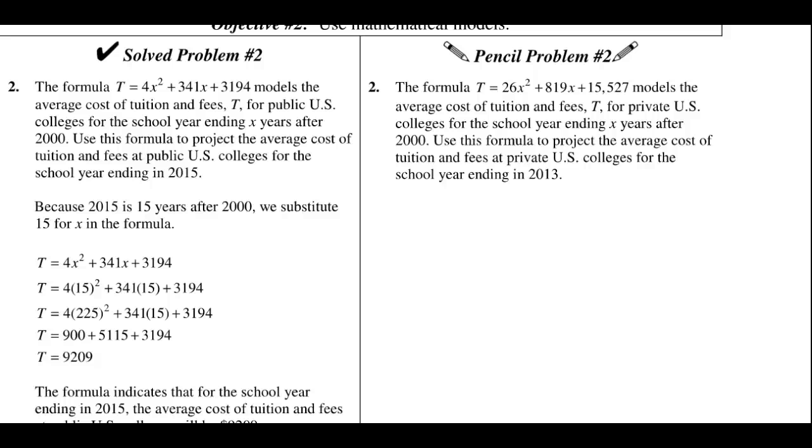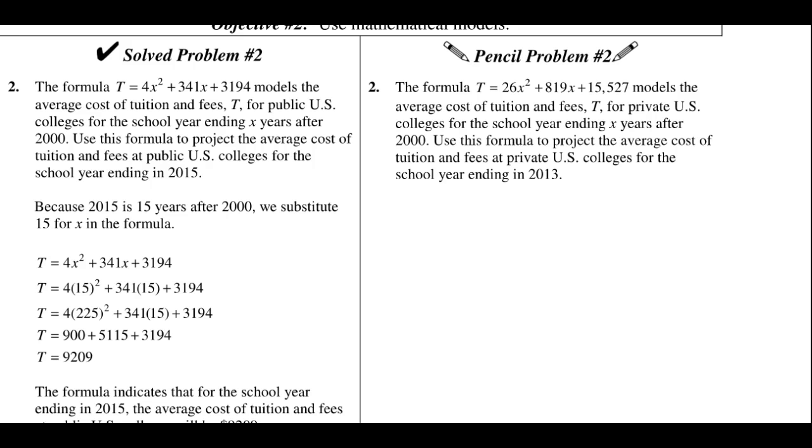So that's something important to note right off the bat. If they want you to evaluate something, say in the year 2005, that means in that formula you would plug in 5, not 2005. Whenever it says X years after 2000, you're going to just plug in the difference of that number and 2000. So that's what they're asking us to do here. They say use this formula to project the average cost of tuition and fees at private U.S. colleges for the school year ending in 2013. So they basically just want us to plug in the number that corresponds to 2013 in this formula.